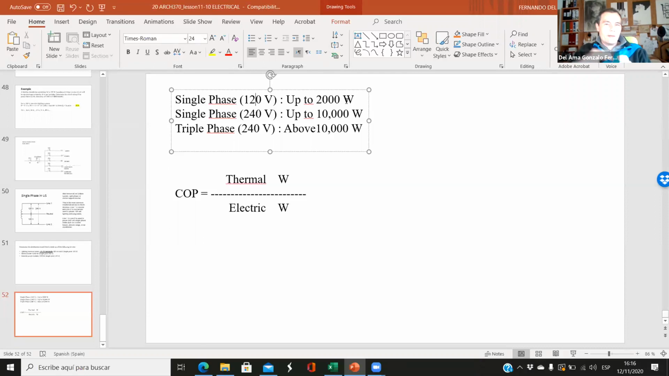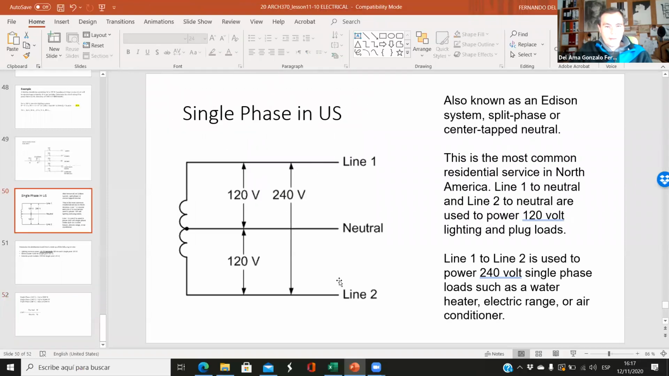So we can have a circuit for all the sockets other than the electric heater or the electric kitchen. And if some of the appliances are from 2000 to 5000 watts, then we can use a single phase, but then we have to connect these two lines, line one and line two, so that the voltage is 240 volts.